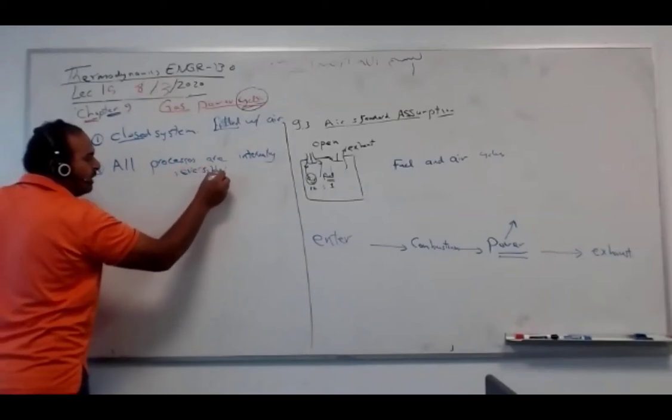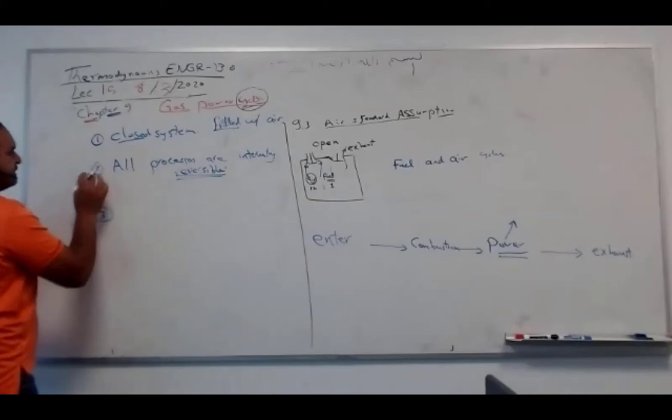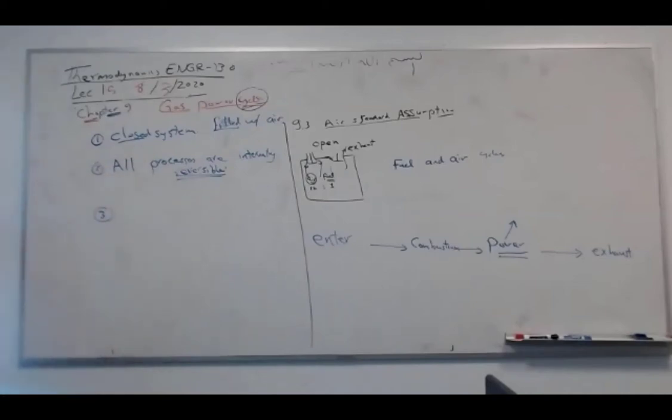So we assume all are reversible. The most ideal. This is 2, this is 3. They are all reversible. Reversible is a process that you can reverse without having effect on the surrounding. So this is the most ideal process.